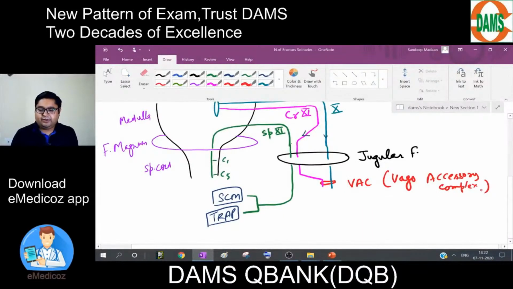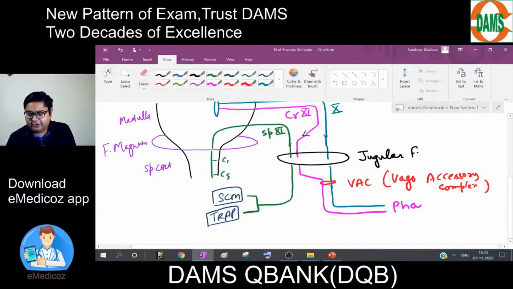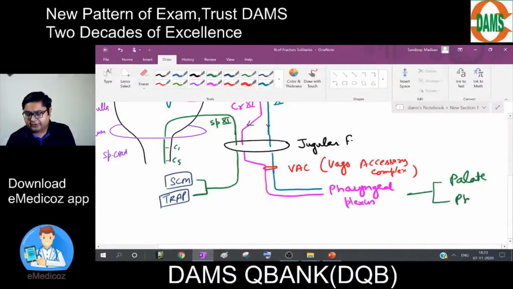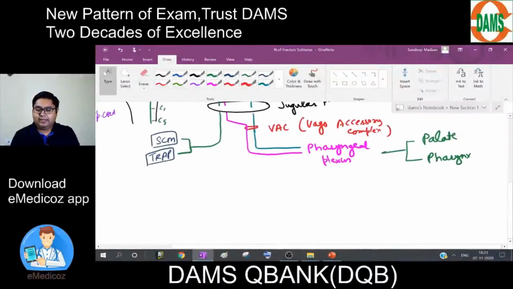The importance of this complex is that the vago accessory complex will further make the pharyngeal plexus, and via the pharyngeal plexus it is going to supply most of the muscles of the palate and pharynx, with few exceptions. Okay, one exception each. Otherwise this pharyngeal plexus is going to supply the muscles of the palate and the muscles of the pharynx. So in the palate except tensor veli palatini, and in the pharynx except stylopharyngeus.